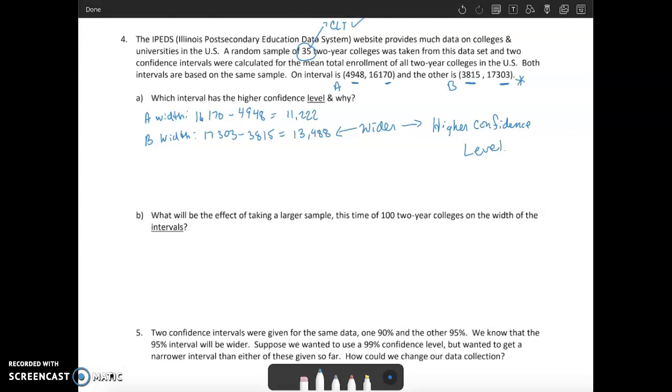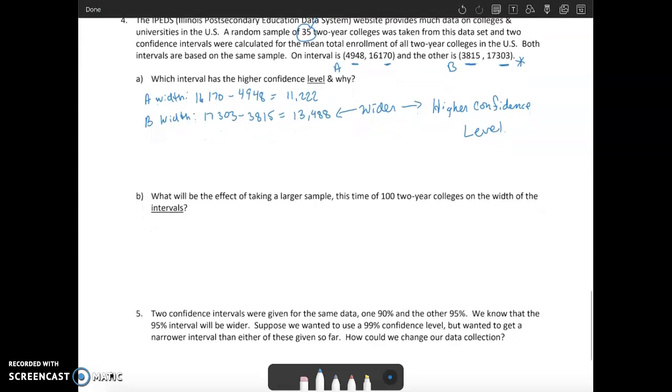The reason I can make this conclusion, though, is because I know that they're both created using the same sample of 35 two-year colleges. Because remember, if we took different sample sizes, that would also change the widths of the interval. So you first have to know that two intervals are based on the same sample, that is held constant, in order to know that the wider one has the higher confidence level.